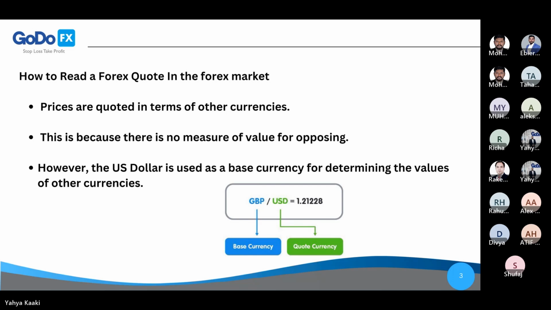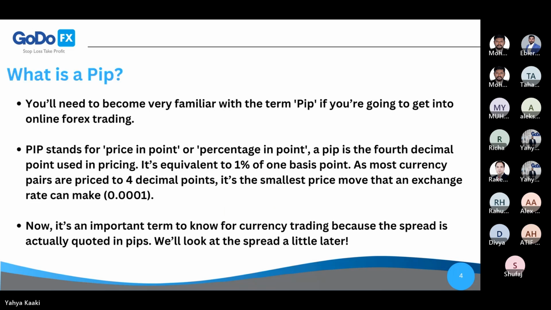You need to become very familiar with the term pip if you're going to get into online Forex trading. You're going to hear everyone saying, Euro USD went by 10 pips, gold went by 10. It's the word that traders use. Pip, which is P-I-P, stands for price in point or percentage in point. A pip is the fourth decimal point used in pricing. It's equivalent to 1% of 1 basis point.